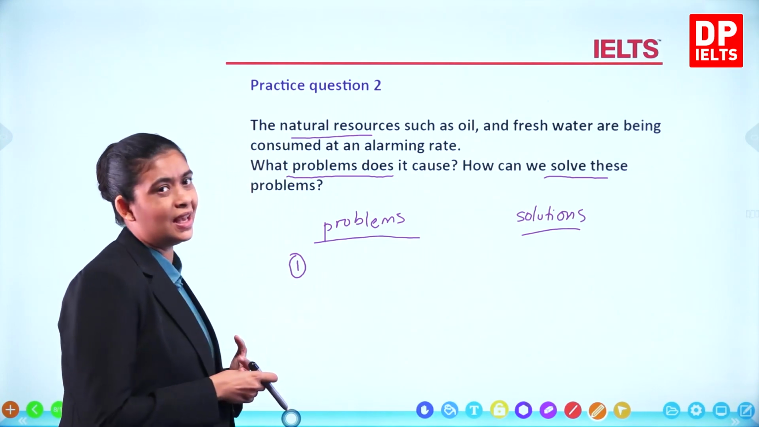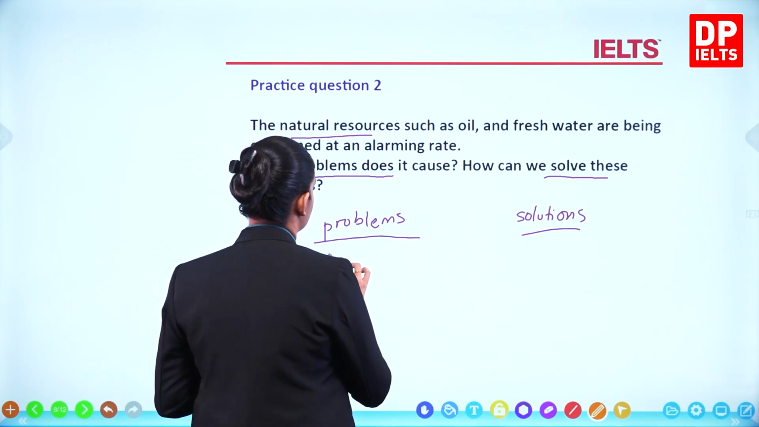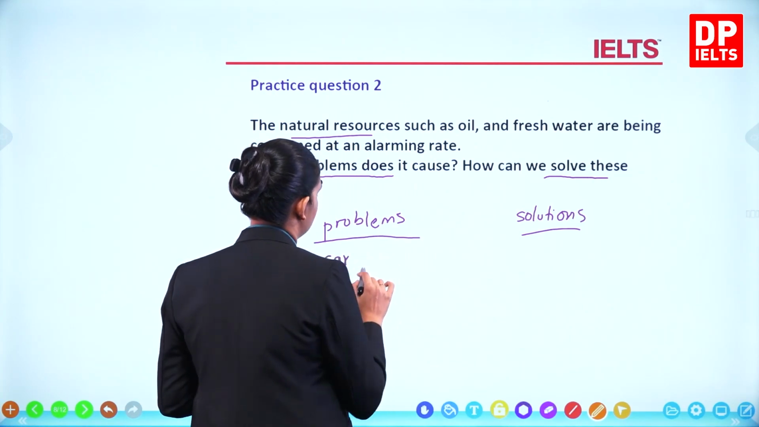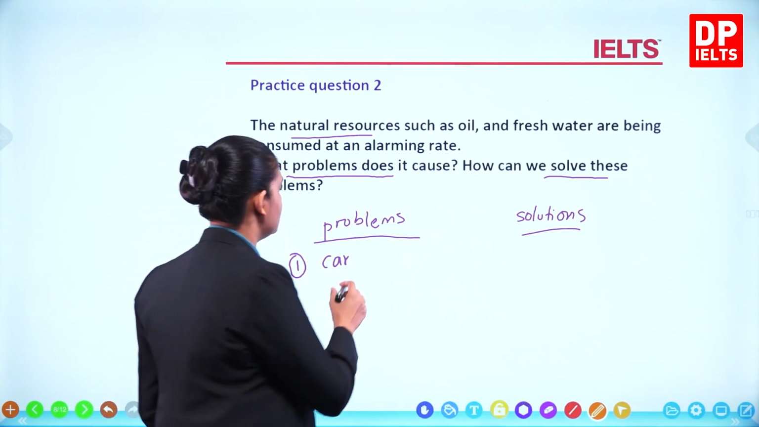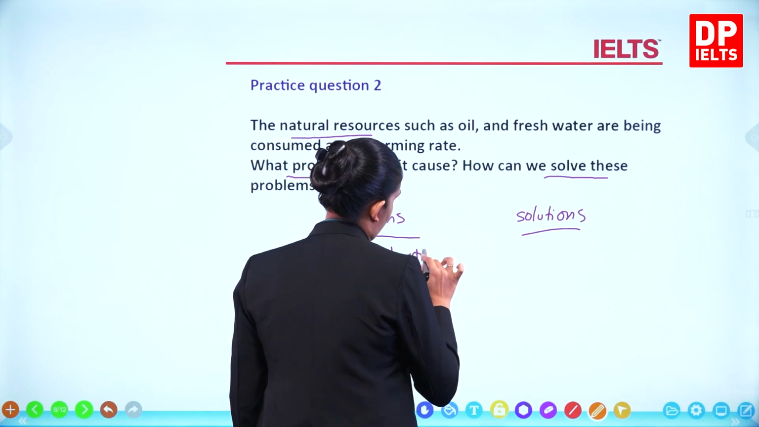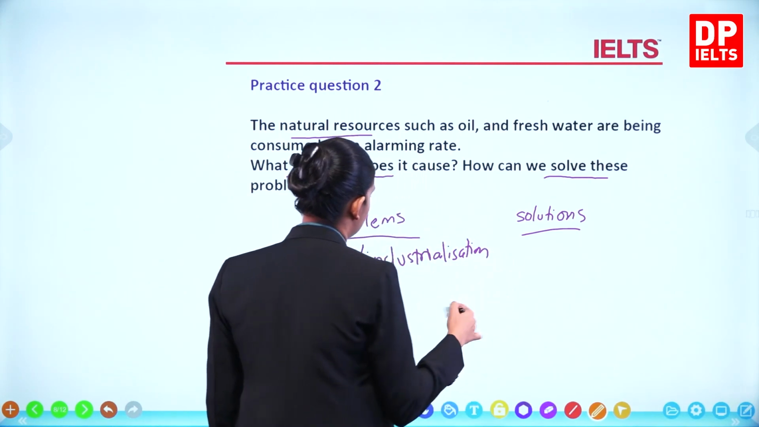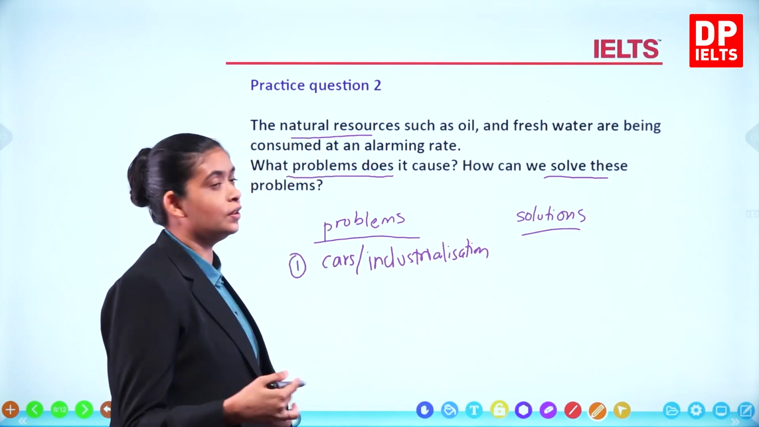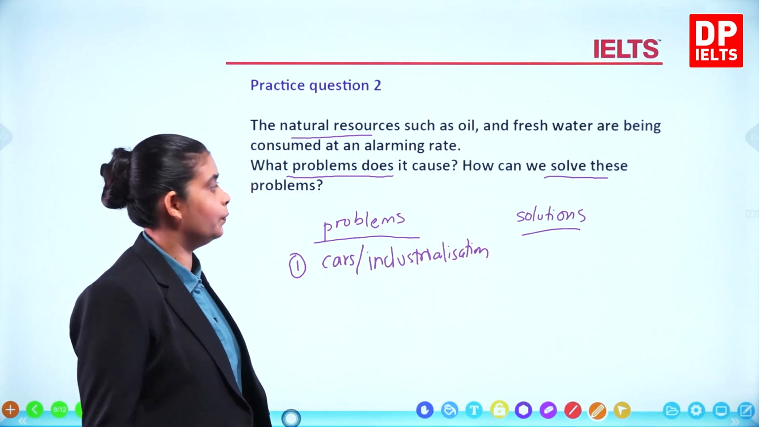Now let's see. Using oil and fresh water and these kinds of natural resources, one problem could be that you use excess oil, okay. A problem for industrialization and traveling via cars, okay. So when you have all the industries relying on oil and all the cars relying on oil only, that could be a problem.